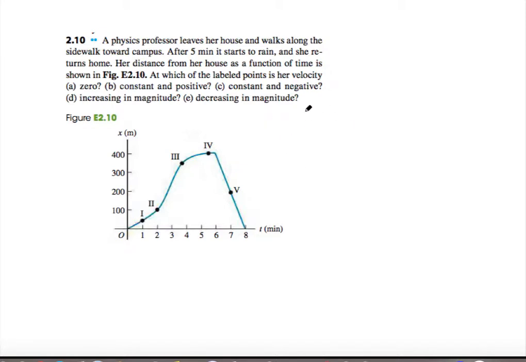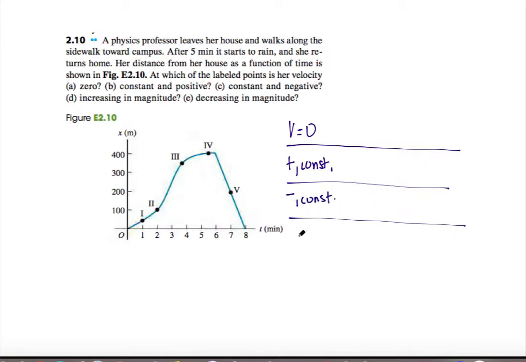So I'm going to come over to the side here, and I'm going to make a little bit of a table. I'm going to say velocity equals 0 is one line, constant and positive is another line, constant negative another line, increasing, and I'm going to say that's in magnitude, so speed is increasing, and then decreasing in magnitude. And so we're going to see what are the hallmarks to look for. So let's start with velocity equal to 0.